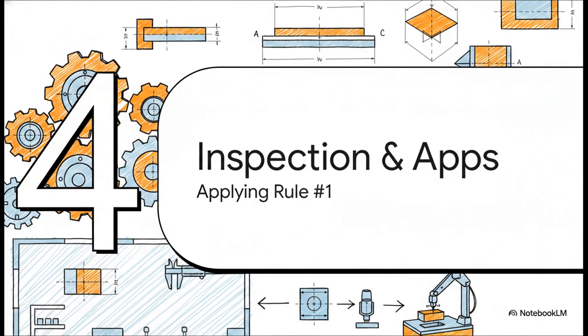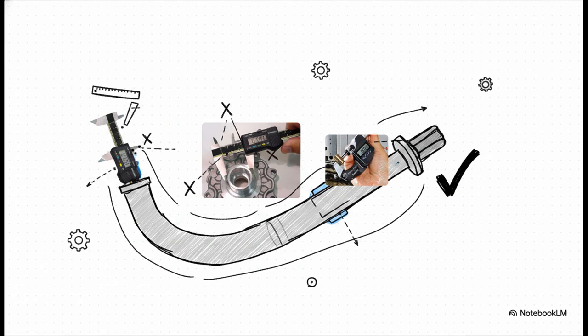Let's take this down to the shop floor. In Section 4, Inspection and Applications. We all love our calipers and micrometers, right? They're fantastic, everyday tools for checking the local 2-point size of a feature. But as we established at the very beginning of this explainer, 2-point measurements are completely blind to the overall form of the part. A micrometer can tell you that the diameter is perfectly correct at one specific cross-section, but it will miss a bent shaft entirely.